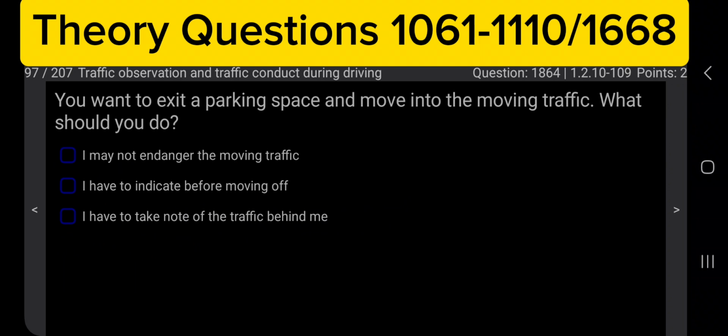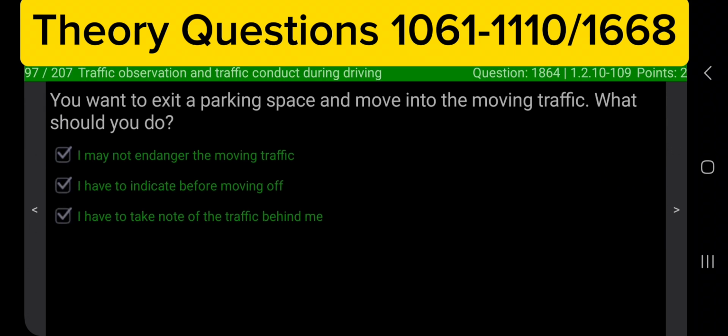What should you do? I may not endanger the moving traffic. I have to indicate before moving off. I have to take note of the traffic behind me.